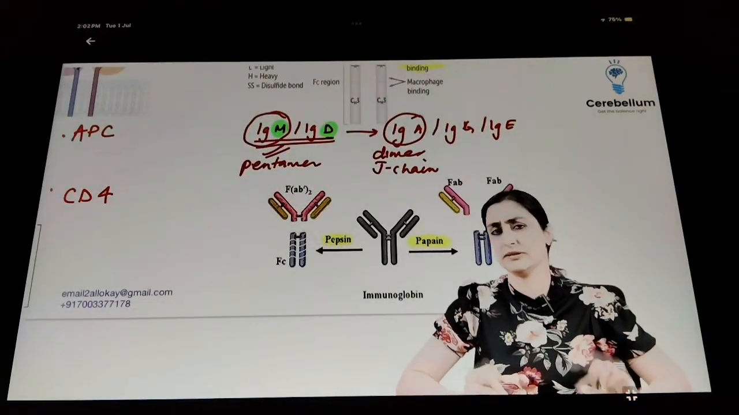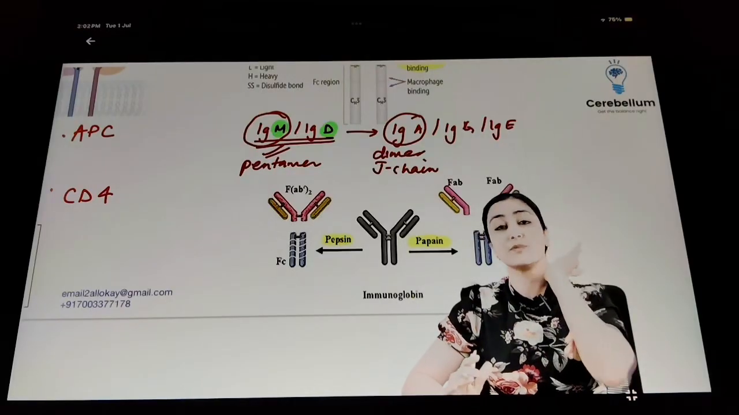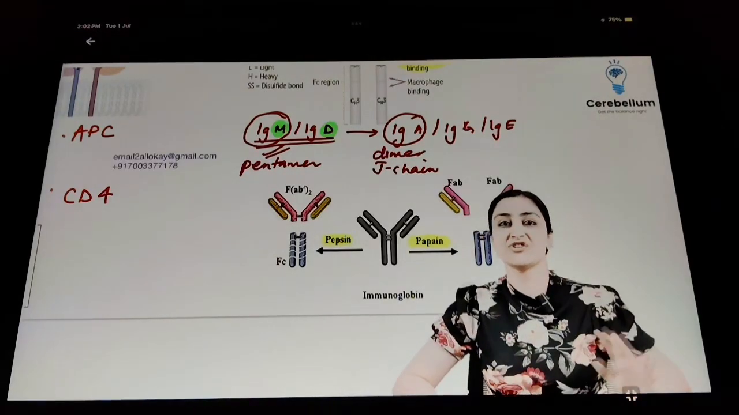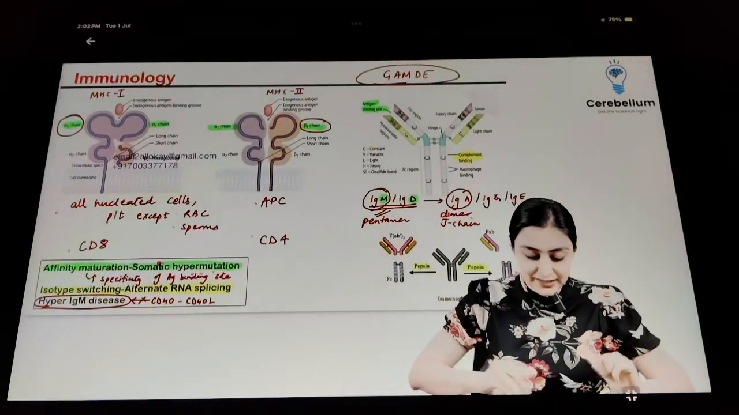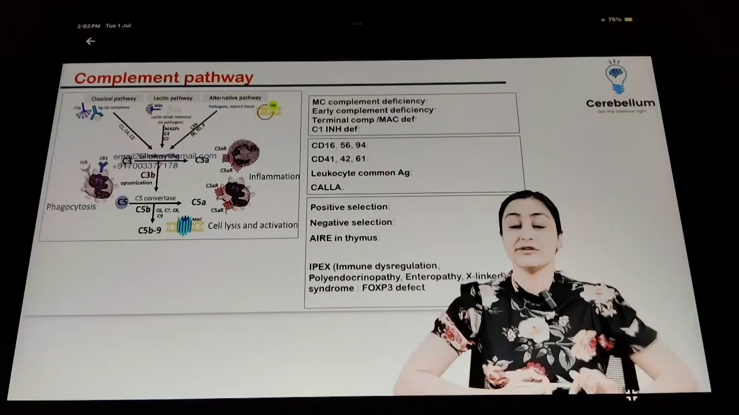So you'll share Pepsi with 2 people, not with 3. Okay, 3 becomes too much. You will not get anything. So Pepsi only with 2 people, but Papa you can share with 3 people. Okay, so that's how you can remember about immunoglobulins. That finishes immunology.